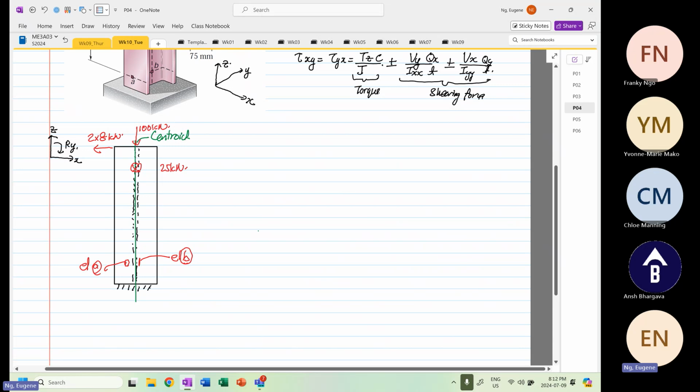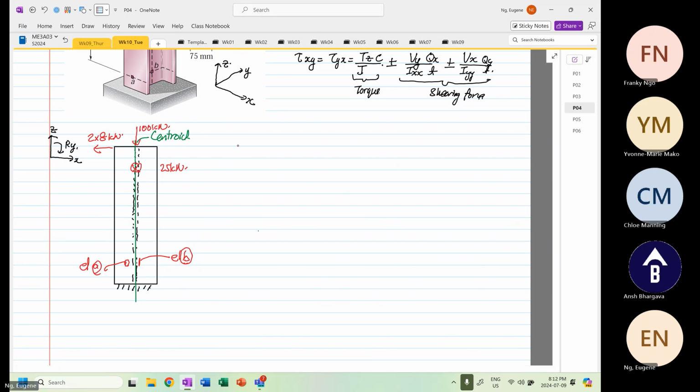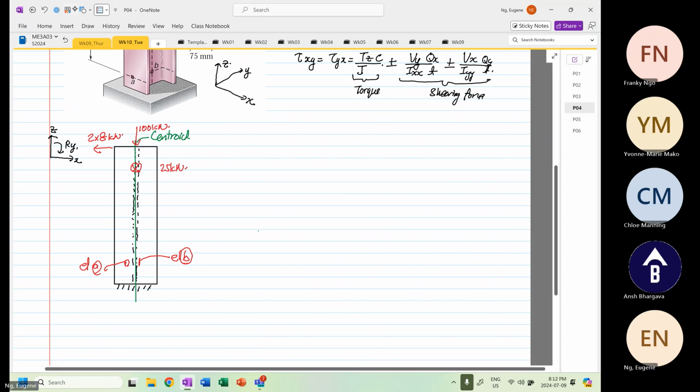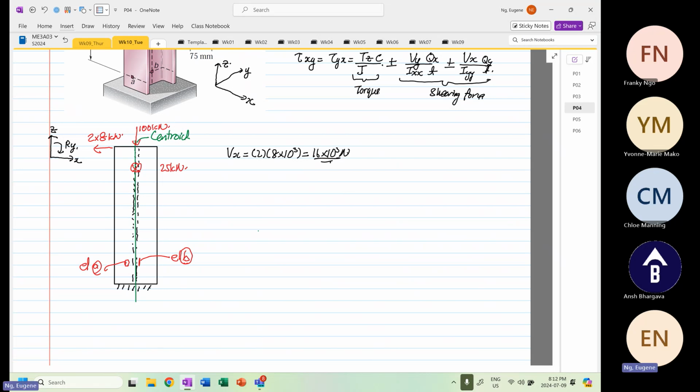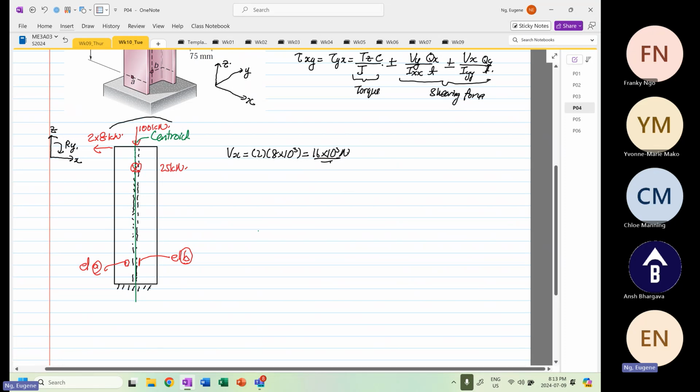Just for now. So what we have is Vx, which is equal to 2 times 8, which is basically twice of 8 times 10 to the power 3, equal to 16 times 10 to the power 3 Newton. Okay. And then the 2 kilonewton is also generating a moment, right? So moment about Y. It's going to go into this direction. So this is moment about Y. It's going to be a compression, and this will be in tensile.